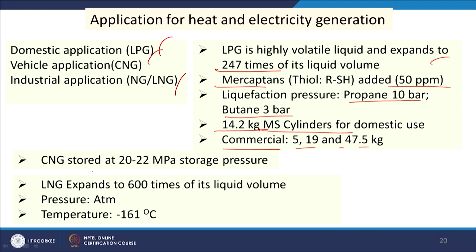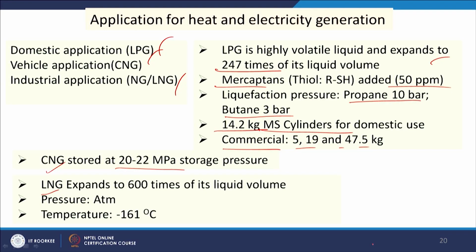Compressed natural gas: natural gas is compressed, which is called CNG, and is stored at 20 to 22 megapascal storage pressure, so 200 to 220 atmospheric pressure. Similarly, liquefied natural gas, LNG: natural gas can be liquefied if the temperature is reduced to minus 161 degree centigrade, and when it expands it can expand to around 600 times its liquid volume.